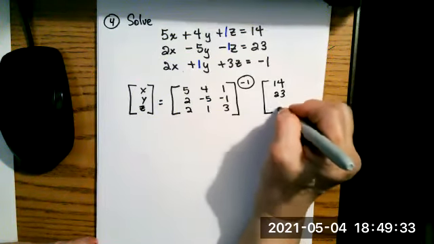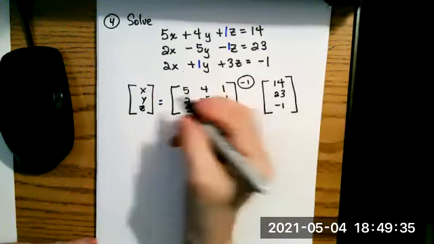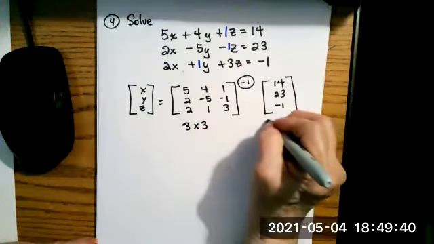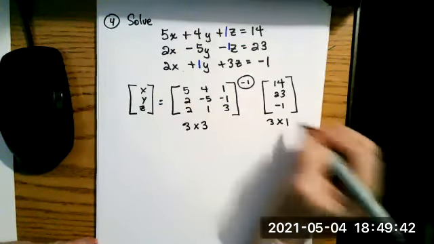14, 23, -1. This is 3 rows by 3 columns. This is 3 rows by 1 column.